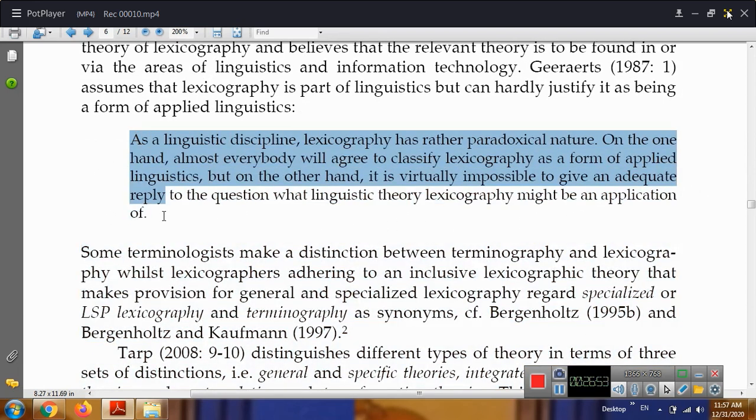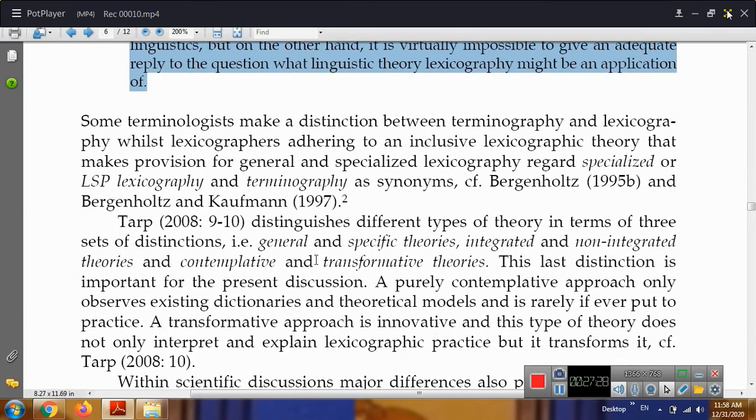As a whole, we can say that as a linguistic discipline, lexicography has a rather paradoxical nature. On the one hand, almost everybody will agree to classify lexicography as a form of applied linguistics. Some consider it a part or branch of applied linguistics, but on the other hand, it is virtually impossible to give an adequate reply to the question of what linguistic theory lexicography might be an application of.